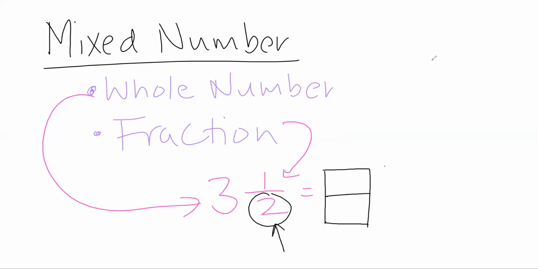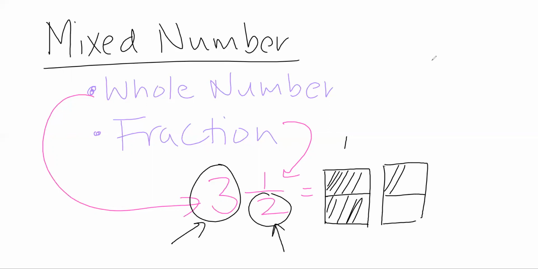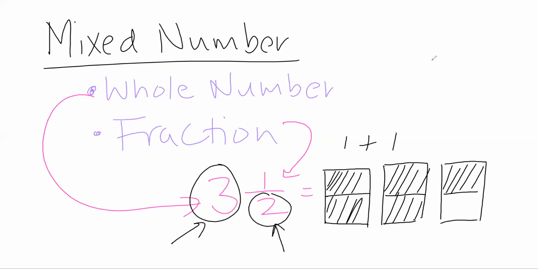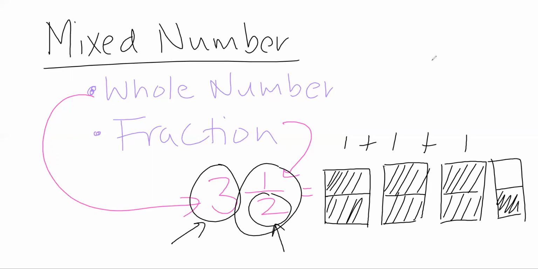But I also have to think about my whole number. My whole number says I have 3 of those that are already full. So here's 1, that's already 1, so I have to fill that in. There's 1, 2, that's another whole, 3, that's another whole. So that's 3 wholes. And then if we look at what's left, I have 1/2 left. So that's really what we would see as 3 1/2 if we were to model it.